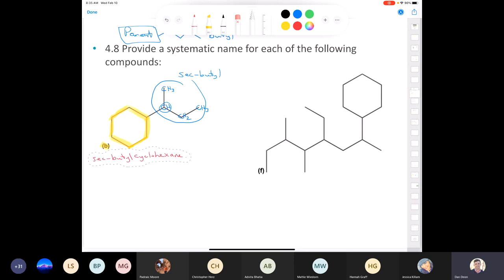Let's try another one. We'll try this one over here. I'm sure that somebody was looking and found the longest carbon chain in this one while we were talking about the first one. Could anybody tell me how many carbons are in the longest chain in F? Yeah, thanks, Byron. There's 8. Absolutely. Right. And how did you find that? By trial and error. Sometimes you've got to spend a little time looking around.